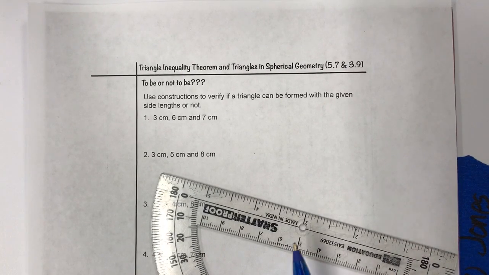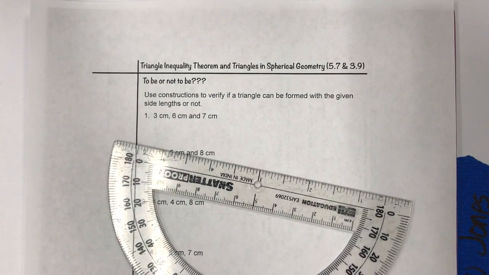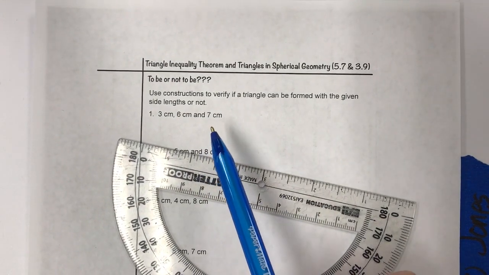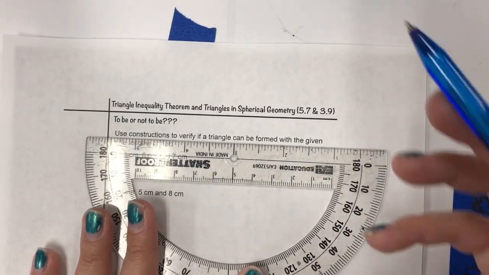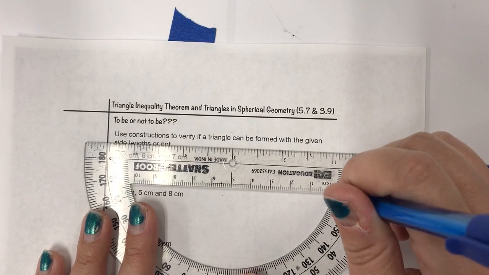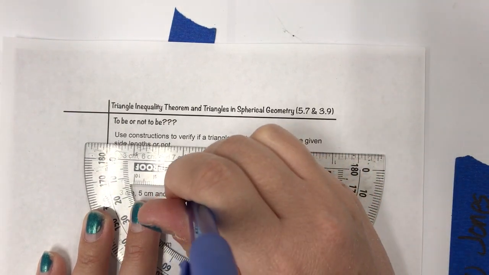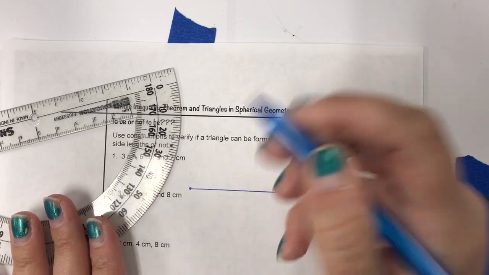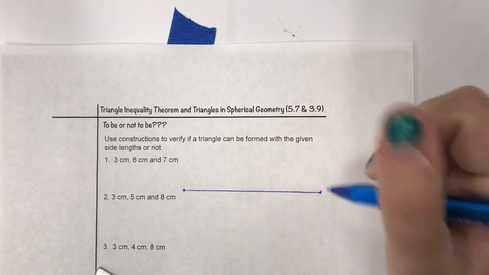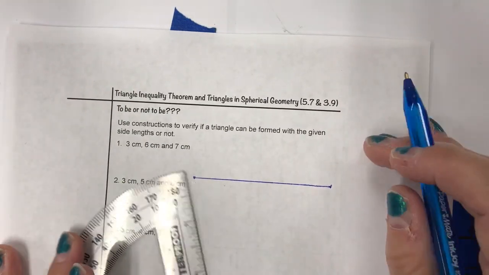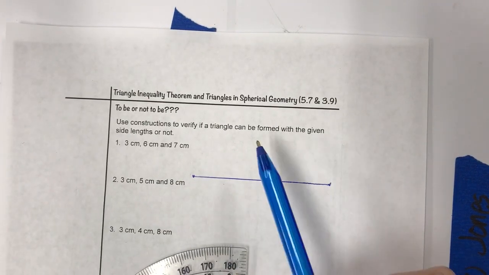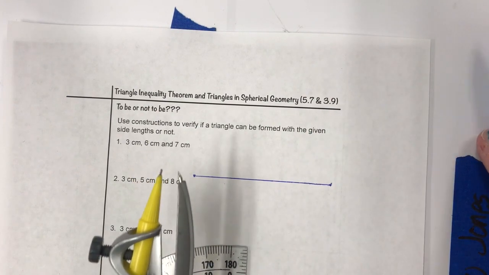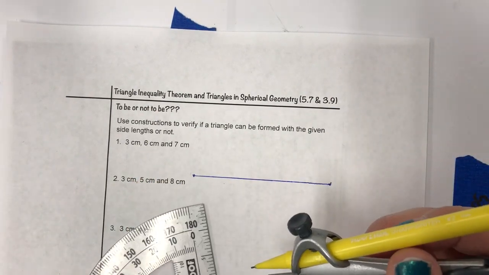I'm going to be measuring with the centimeters on this protractor here. And how I'm going to do this is I'm going to start by putting the longest one on my paper, which is 7 centimeters. So right there, 7 centimeter segment on the paper. And we're going to see if we can make a triangle using a side. I'm going to put the 3 on this side and the 6 on this side. And I'm going to be using my compass to do this because I don't know right now where they would cross or even if they would cross.